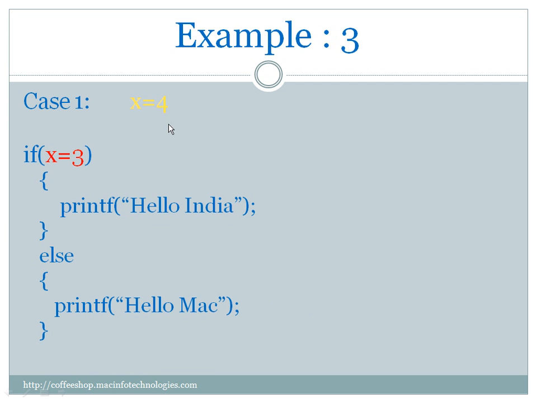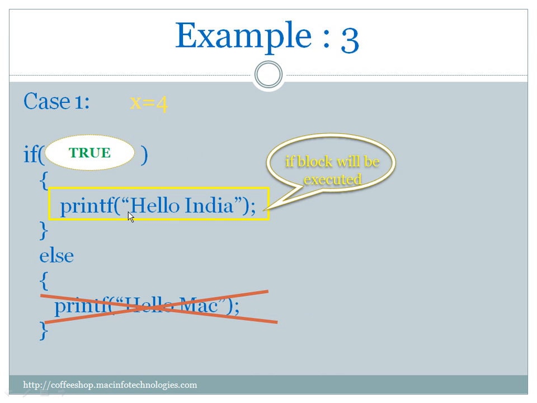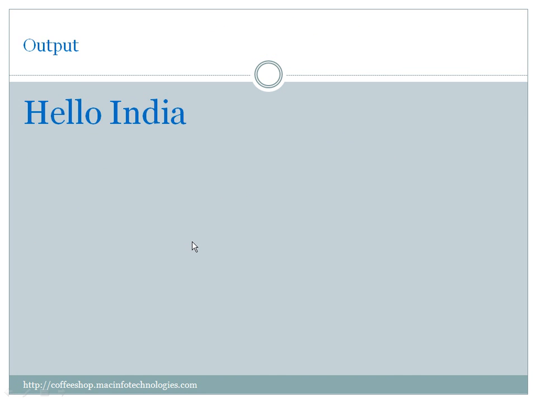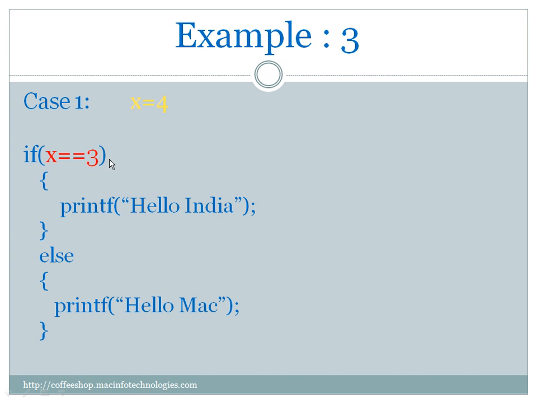So we'll see example 3. In example 3 we have x is equal to 4. This is the same example which we did in the if statement. Now we are not comparing, we are assigning the value 3 to x. So you should be very careful. If we use a single equals, it is an assignment statement. Now x is equal to 3. If x, or if 3, is a true statement because x is a non-zero value. So the condition is true and the if block gets executed. The else block is skipped. So we get output hello India.